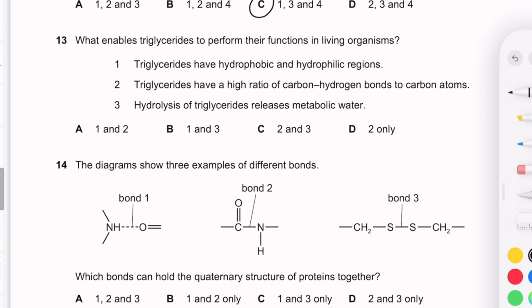What enables triglycerides to perform their functions in living organisms? Triglycerides have hydrophobic and hydrophilic regions. Triglycerides do not have hydrophilic regions, only hydrophobic regions. They're talking here about phospholipids. Triglycerides have a high ratio of carbon-hydrogen bonds to carbon atoms. That is true. That's basically why they are energy rich and energy dense molecules. Hydrolysis of triglycerides releases metabolic water. Actually no, it's the respiration of triglycerides that releases metabolic water, and so it's 2 only, which is D.